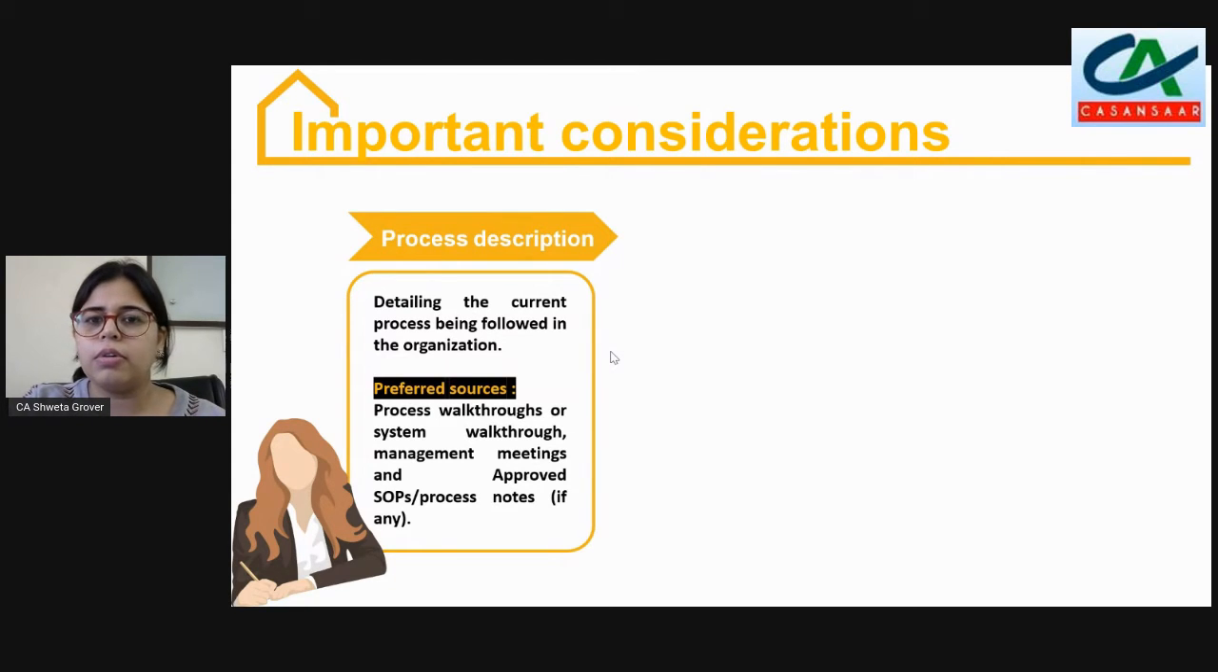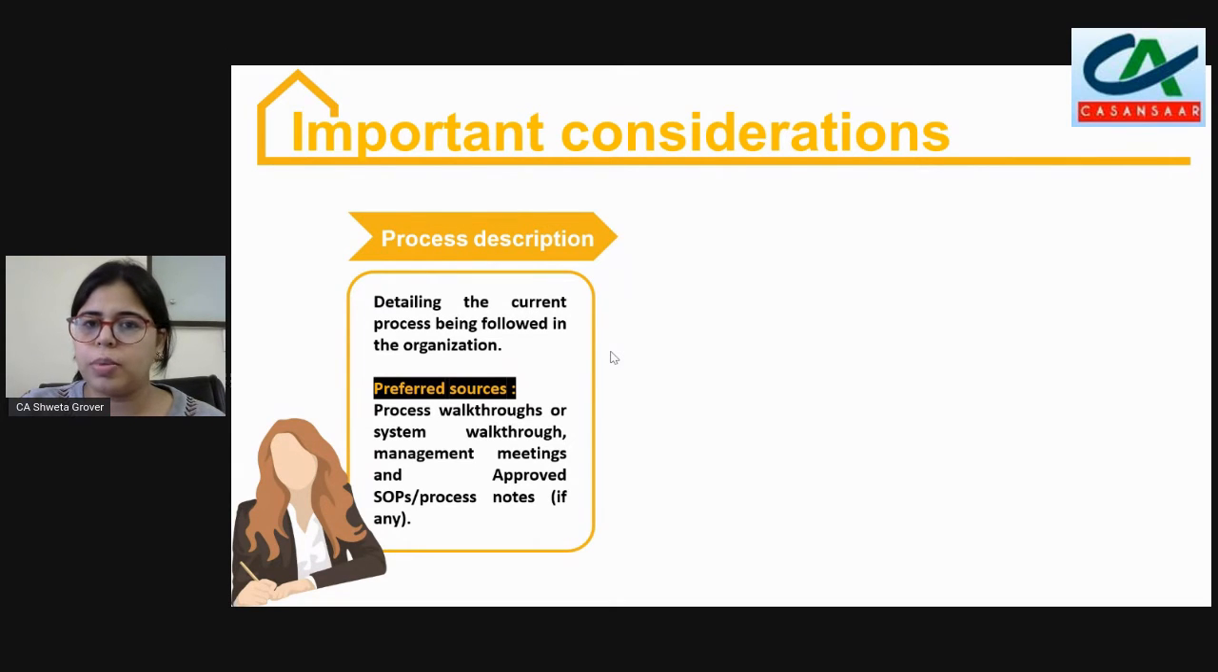Side by side you can refer to the process document, because in case the process owner skips any step or forgets to tell you something about the process, you can easily refer to that document. Plus, when you are doing this process walkthrough, it gives you one checkpoint: whether the process the process owner is telling you is in line with the process document. If not, then this is your observation that it has to be in line with the process document.